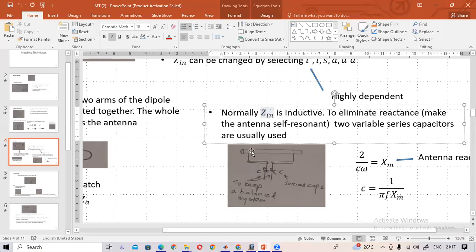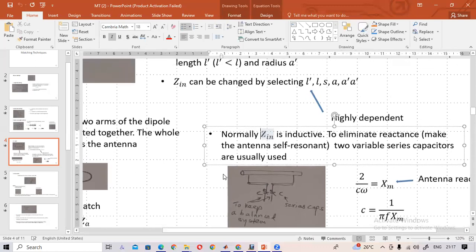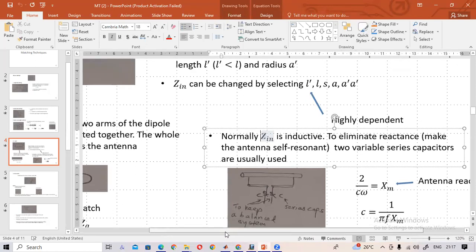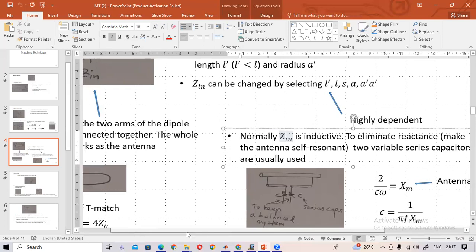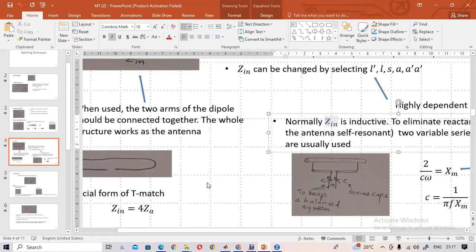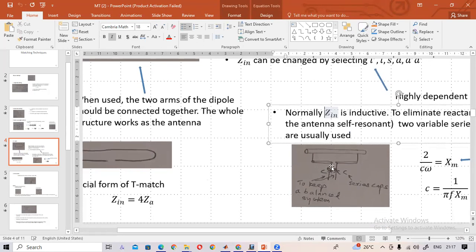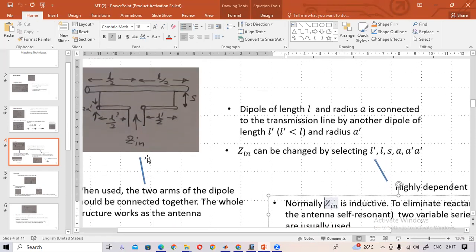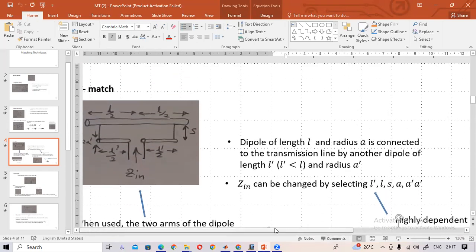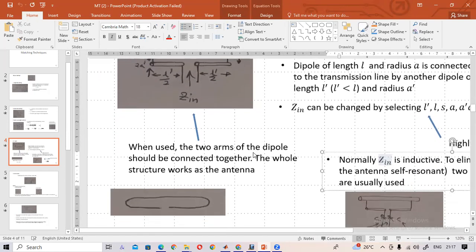So this is the antenna, this antenna, and this antenna. Actually, this whole structure is the antenna, because we use this T match here.